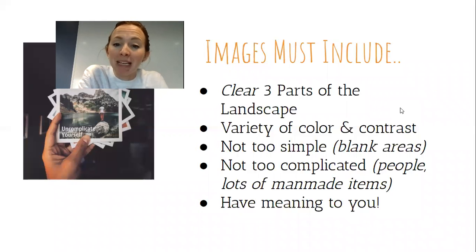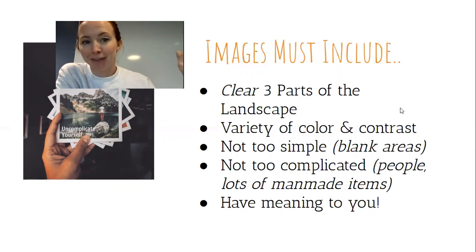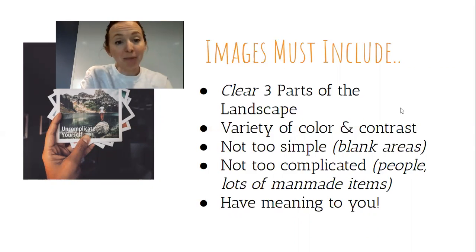So the first requirement is that you have clear 3 parts of your landscape. That means you should have something in the back, something in the middle ground, and then something in the foreground. Really important that you have at least those. And if you're unsure, let me know. You can always send me a picture and ask. But that's just really important to make sure that you're not just doing some clouds on a sky or something, that you're getting some complexity with your image.